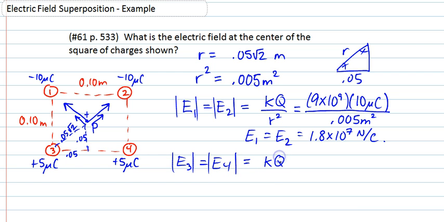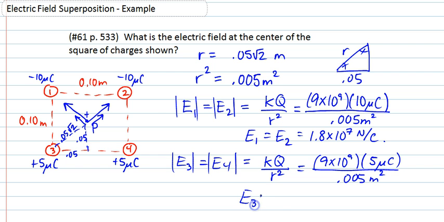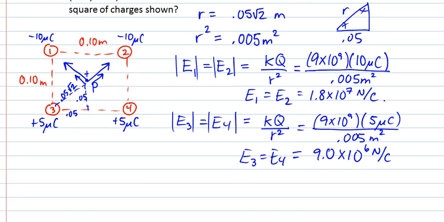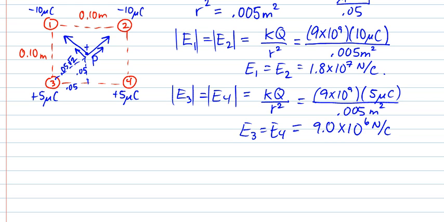We can do the same thing for charges 3 and 4, and they'll have similar field strengths. That's going to be kq for them over r squared. And I'm going to write this out, I really don't have to. Now it's 5 microcoulombs, and it's still r squared is 0.005 meters squared. So that means that we've got pretty much half, so 9.0 times 10 to the 6th newtons per coulomb. Okay, so that's actually the toughest part.